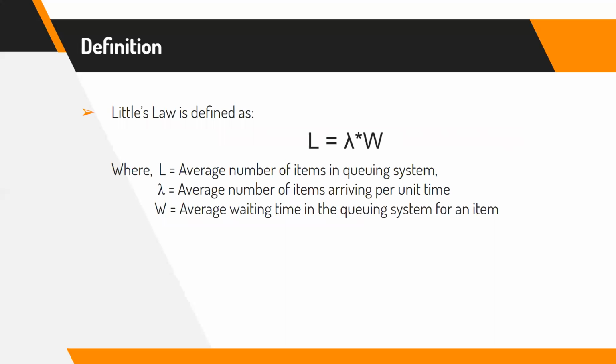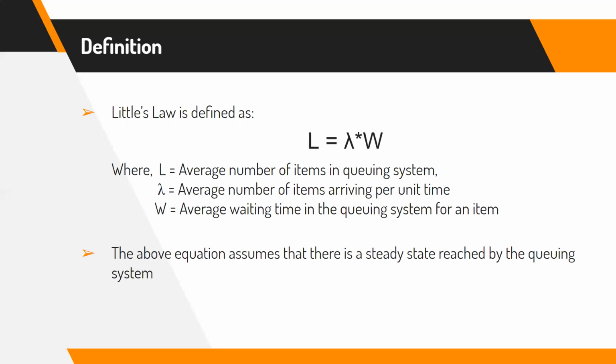Now let us see the formal definition of Little's Law. Little's Law is defined as L is equal to lambda W. L is the average number of items in the queuing system. Lambda is the average number of items arriving per unit time. W is the average waiting time in the queuing system for an item. The above equation assumes that a steady state is reached by the queuing system, and only under those conditions is this law valid.